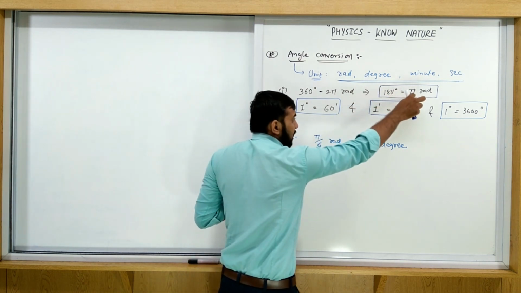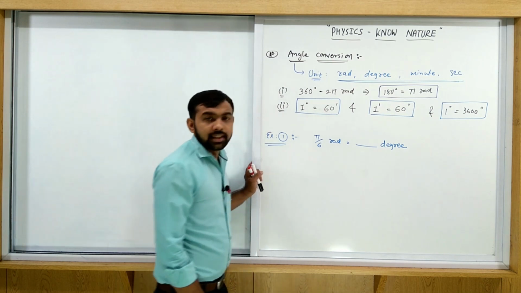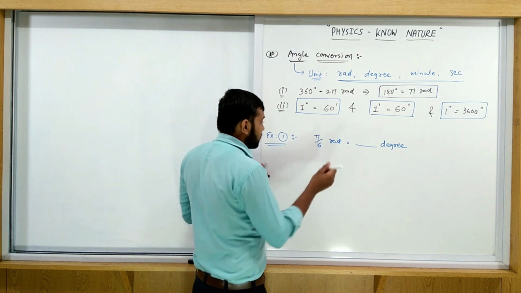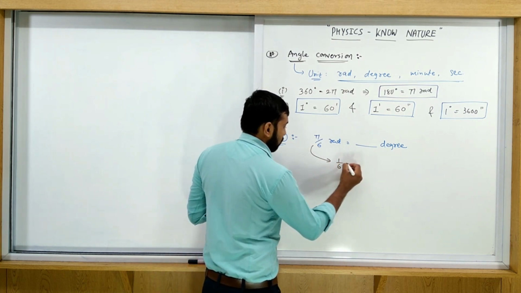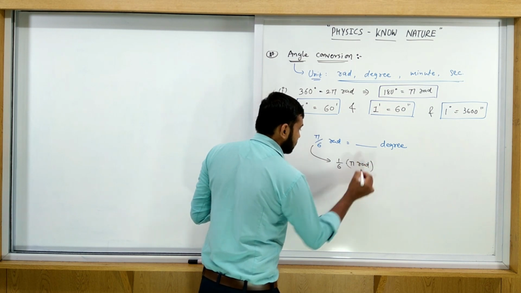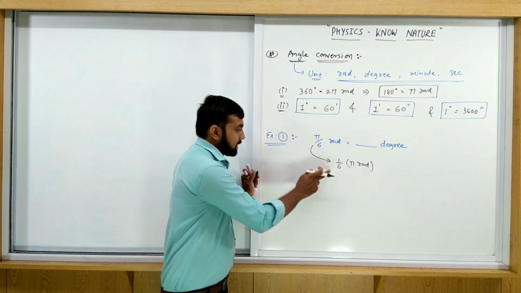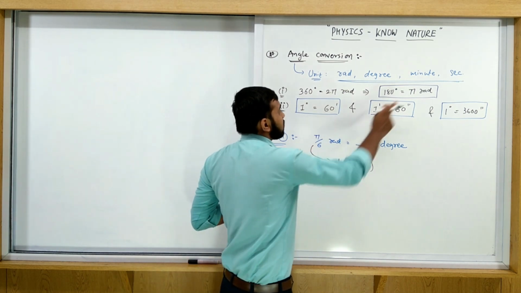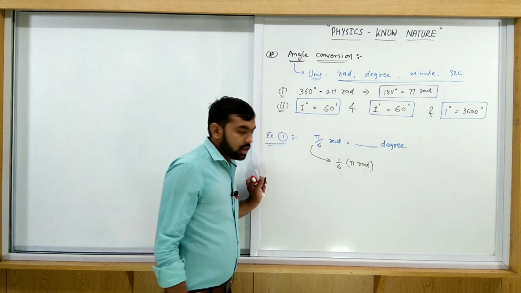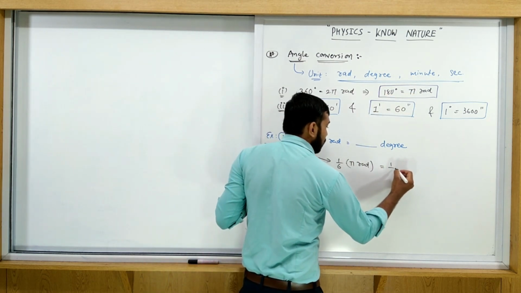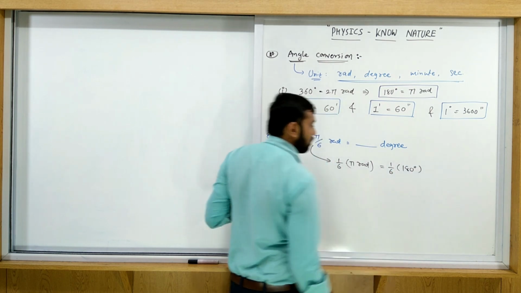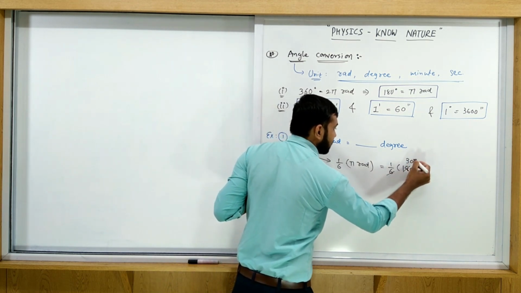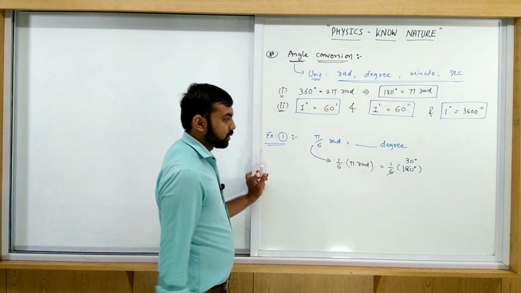Wherever pi radian is given to you, you just put 180 degree. Pi radian is equal to what? 180 degree. So can I write this in this way? 1 by 6 into pi radian. Both must be the same, as we know. Pi radian is equal to 180 degree, so it is equal to 1 by 6 into 180 degree. 6 threes are 18, so that is 30 degree.